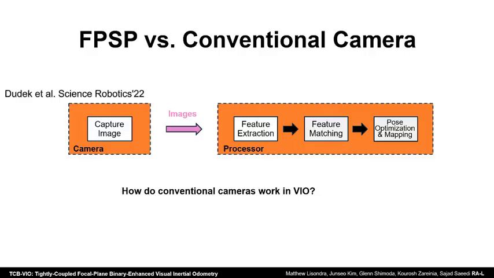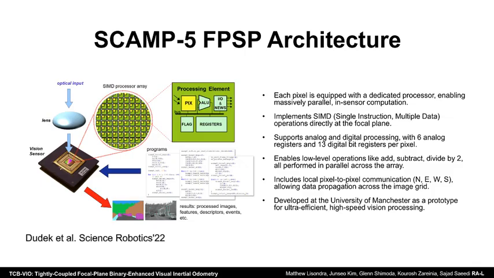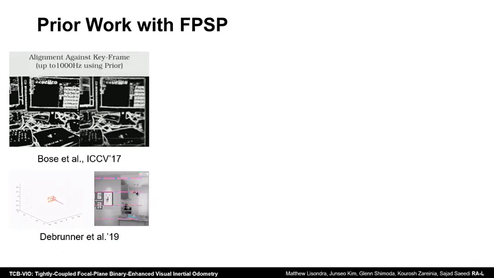TCB-VIO. Conventional cameras usually work by having the processing done on some external host PC. But for high frame rate tracking, we want to alleviate some of the processing on the sensor itself, so we need a better camera system. Introducing FPSPs, where we actually alleviate some of the processing on the sensor. The particular FPSP is the SCAMP-5, where we use the SIMD and parallelized architecture for fast high frame rate tracking.